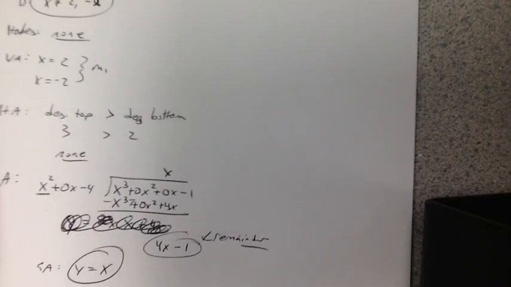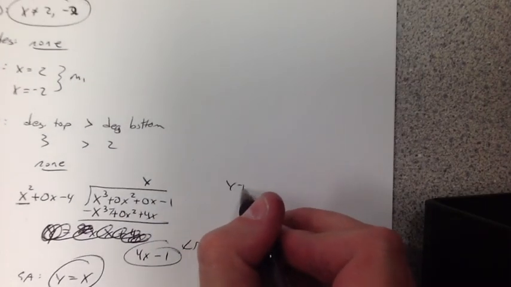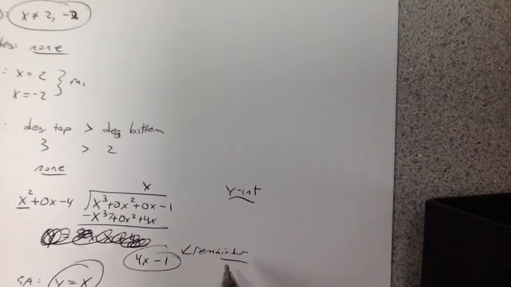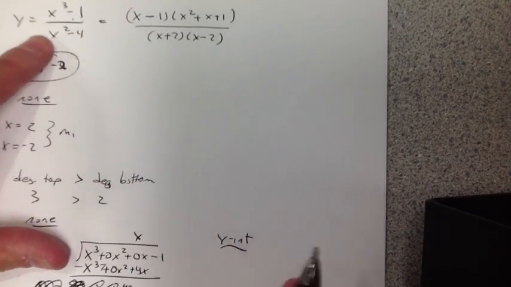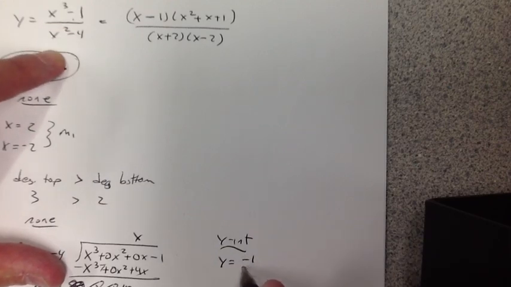Let's go and get the y-intercept first. Take a look at your equation. Basically, if you let x equal 0, you're going to get negative 1 over negative 4. So we get 1/4. So your y-intercept is (0, 1/4).